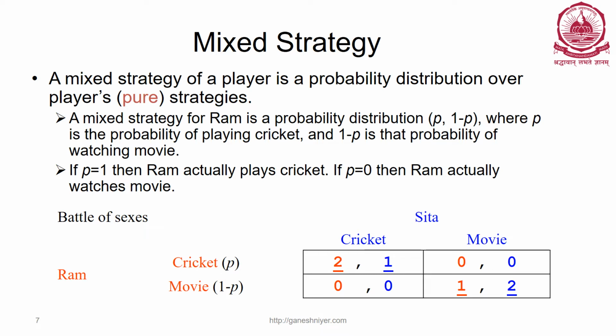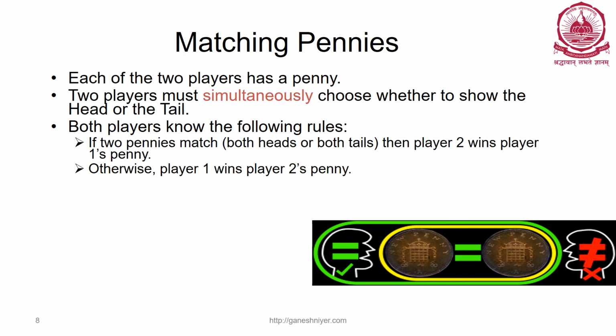So P is 1 when Ram actually plays cricket. P is 0 when Ram actually watches the movie. But the probability distribution is P is the probability of playing cricket and 1 minus P the probability of watching a movie. And then the mixed strategy will be found as a function of the probability distribution by both players. Let's take another example and solve it completely. I strongly recommend after solving this you go back and try solving the Battle of Sexes game also.